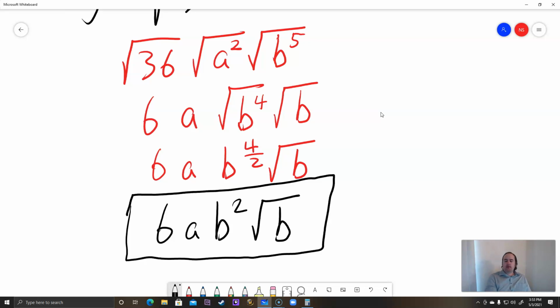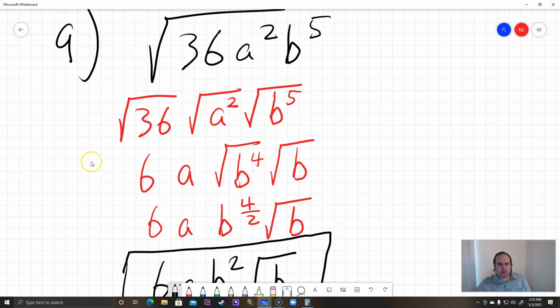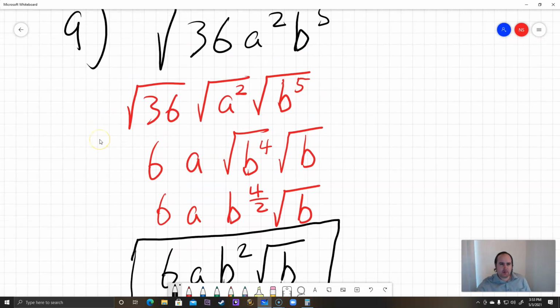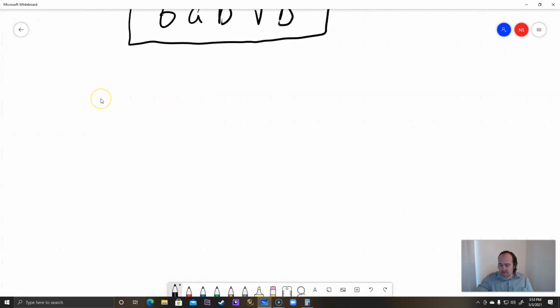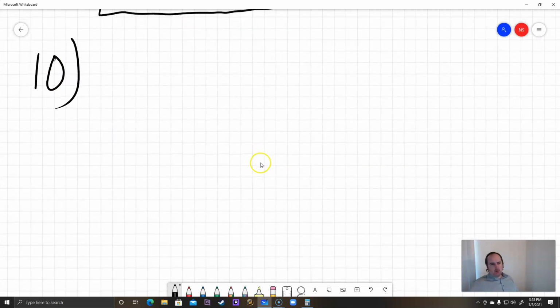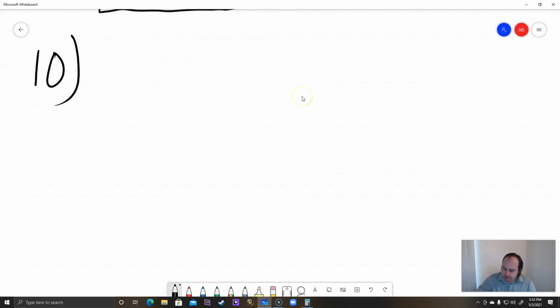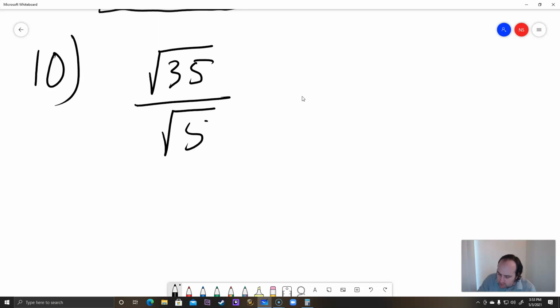Okay, and that's almost all the types of problems on your homework. I just wanted to do one more example, example number 10, just to make sure you're set for your whole homework. For example number 10, we have root 35 over root 5.